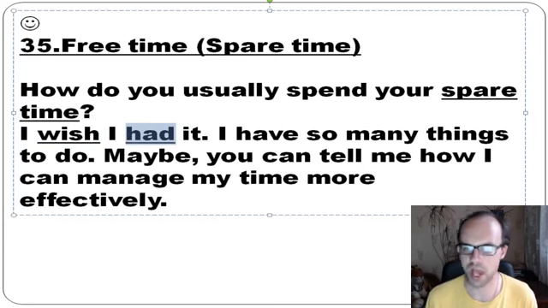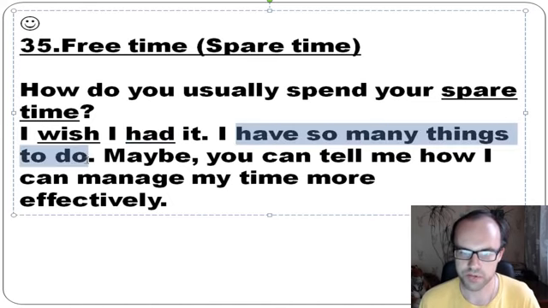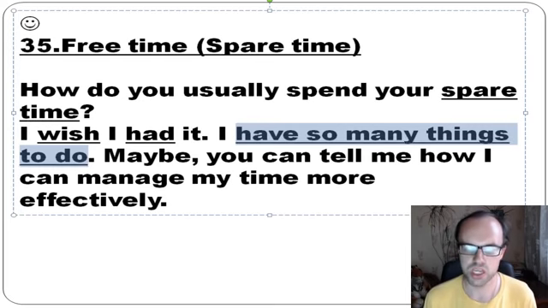It means that in fact I don't have it. I have so many things to do. Good phrase. Have so many things to do. You can say I have lots of things to do, or I have many things to do. It means that you have lots of problems. You need to do lots of things. So I have so many things to do. Maybe you can tell me how I can manage my time more effectively or better.